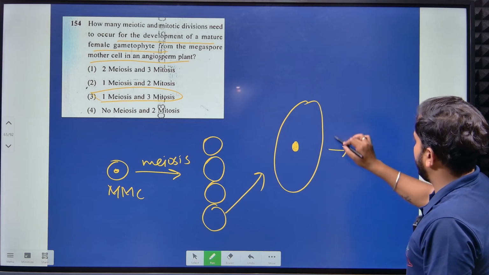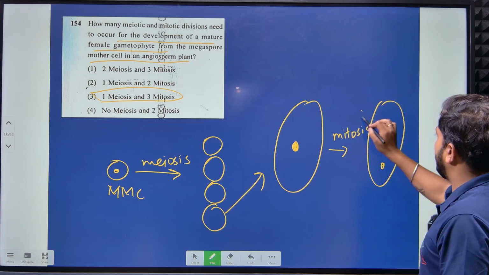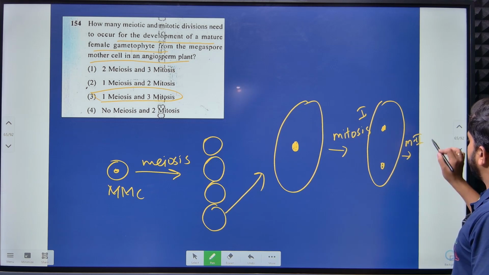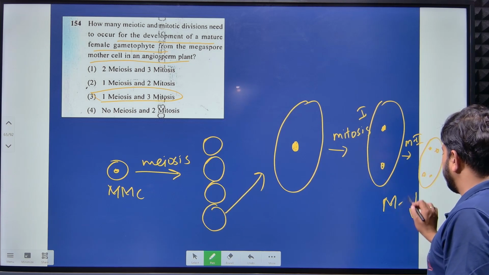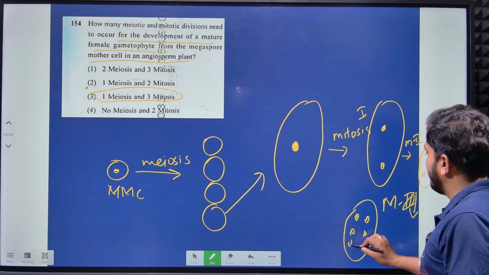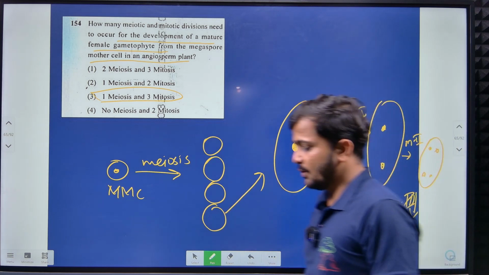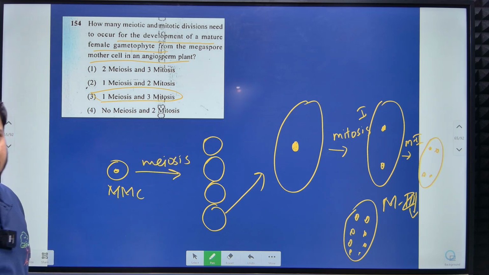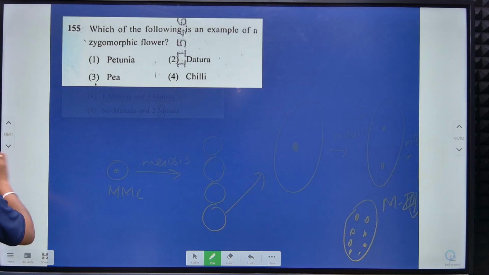There it will have primarily one nucleus. Then later it will undergo mitosis to form 2 nuclei, that is one mitosis. Then again mitosis 2, that is M2 I mentioned, and there will be 4 nuclei. Then lastly mitosis 3, and it will have totally 8 nuclei. Because the matured female gametophyte, or matured embryo sac, will have 8 nuclei and 7 cells. Overall, only the nuclear division is going to take place. So according to that, meiosis 1 and mitosis 3 is the correct answer.